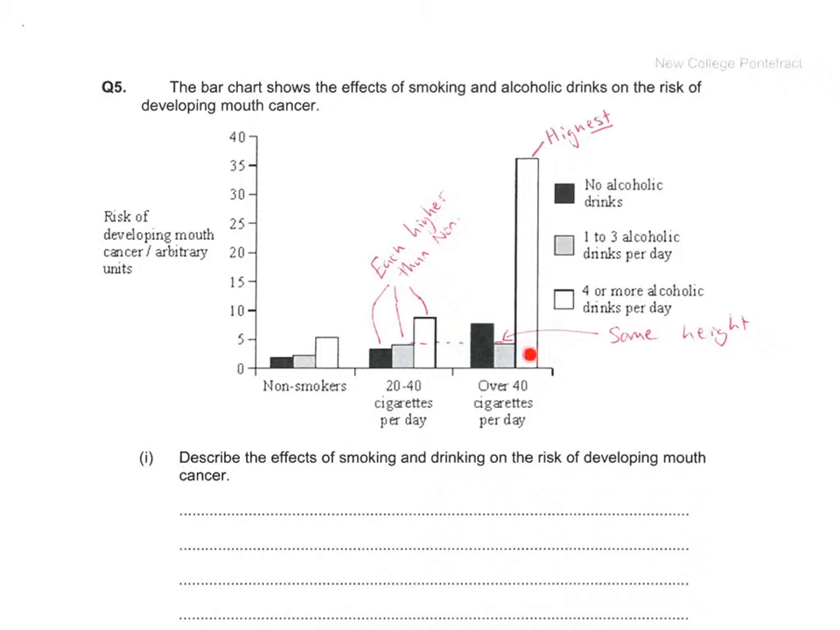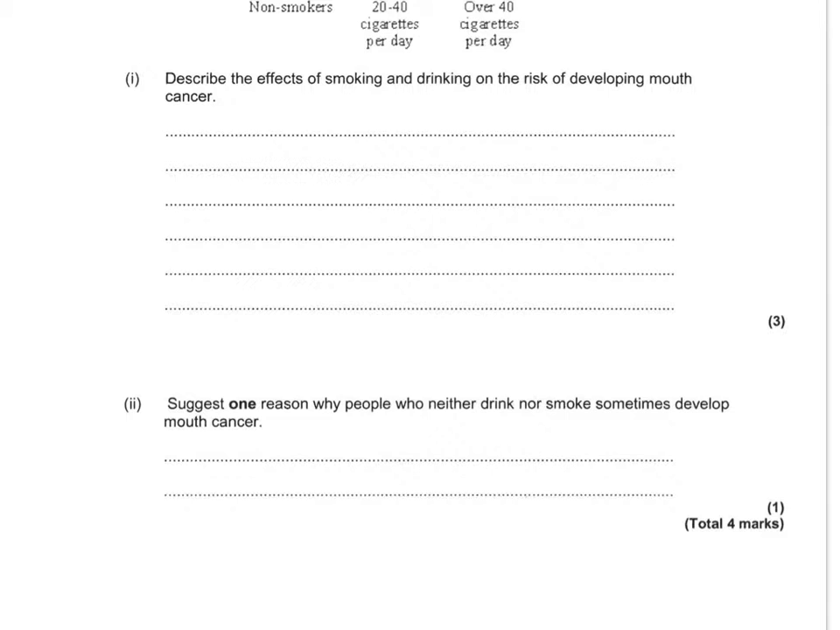You could say that 40 cigarettes per day and 4 alcoholic drinks are the highest risk of developing mouth cancer. And the other thing as well, if you spotted the anomaly, on this one here, increasing the number of cigarettes smoked for 1 to 3 alcoholic drinks has not increased the risk. And finally, for this one here, you could have inherited a mutation, you could have an environmental factor, for example, passive smoking, diet, age, that kind of thing.